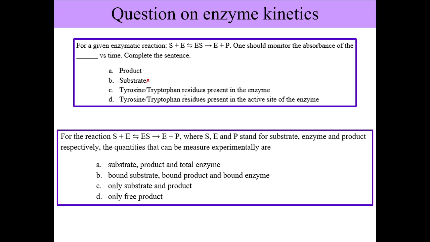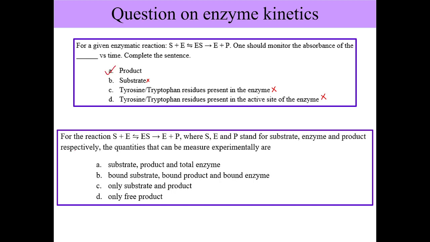Then tyrosine or tryptophan residue present in the enzyme. So this is not going to be the case because the enzyme is going to be exactly the same, right, all through the reaction. Tyrosine or tryptophan residue present in the active site of the enzyme. Once again, you cannot do that. Fine. So the right answer would be the product.